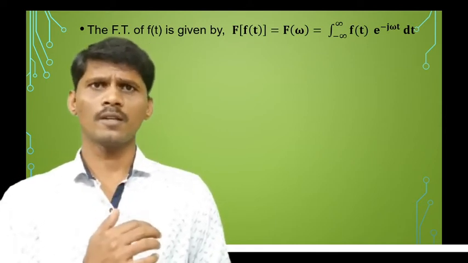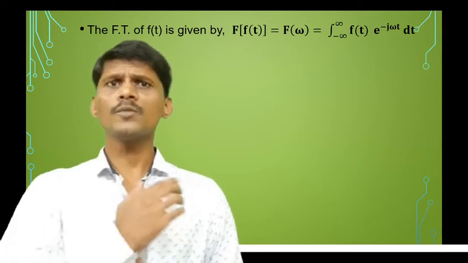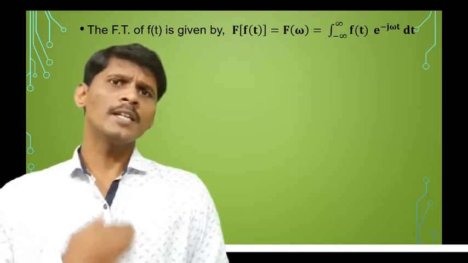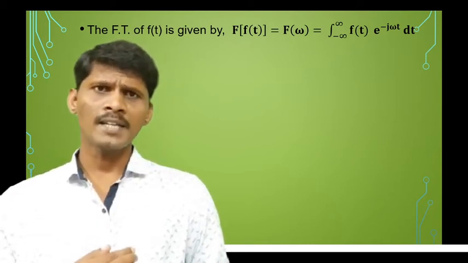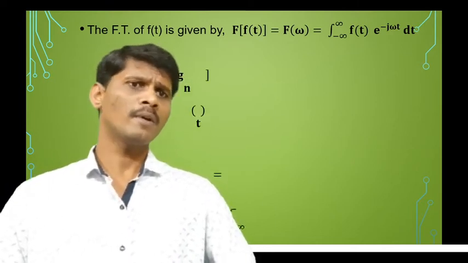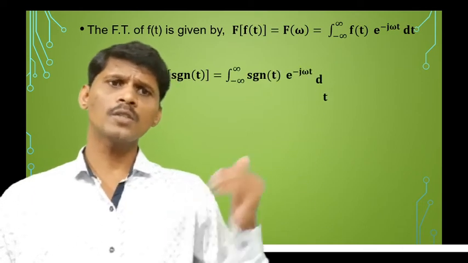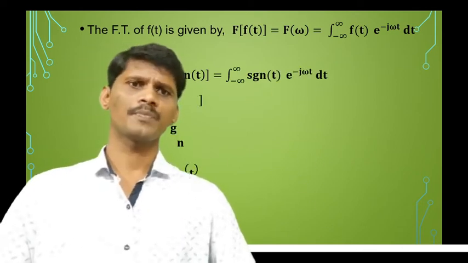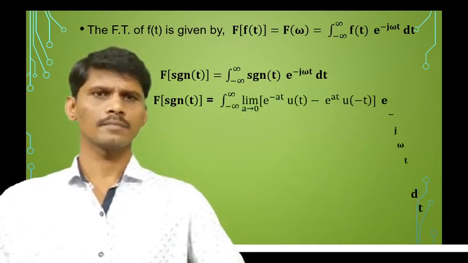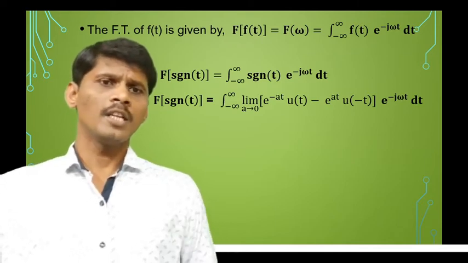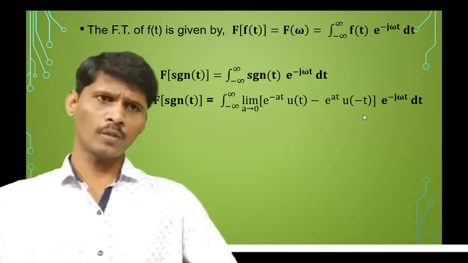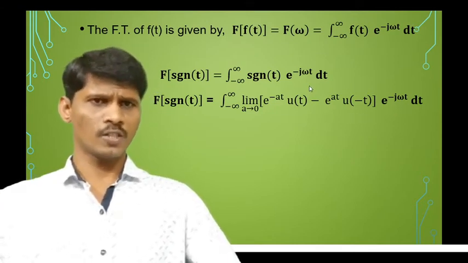That signum function may also be represented in terms of exponentials. What is that expression in terms of exponentials? Limit a tends to 0, e power minus at u of t minus e power at u of minus t. So now applying f of t, that is the signum of t, in terms of exponentials, signum of t is limit a tends to 0, e power minus at u of t minus e power at u of minus t, into e power minus j omega t.